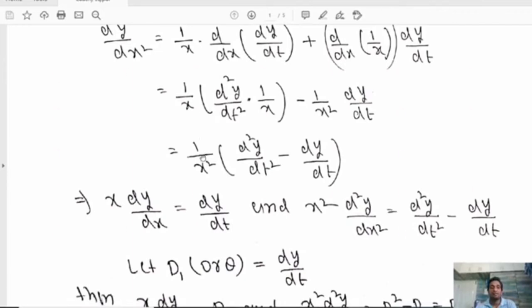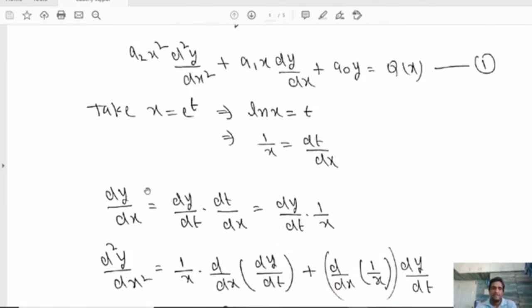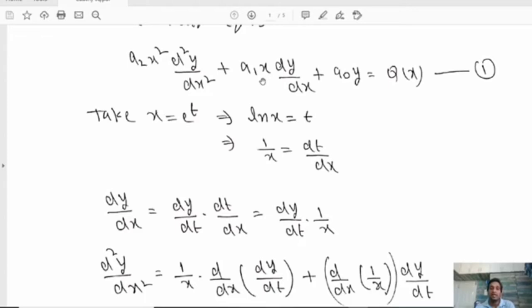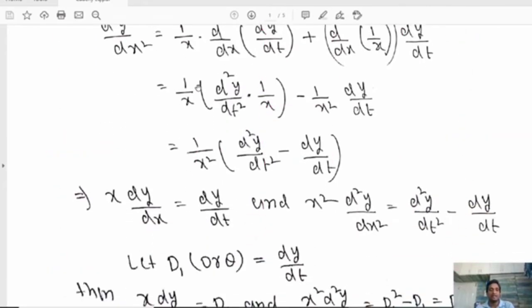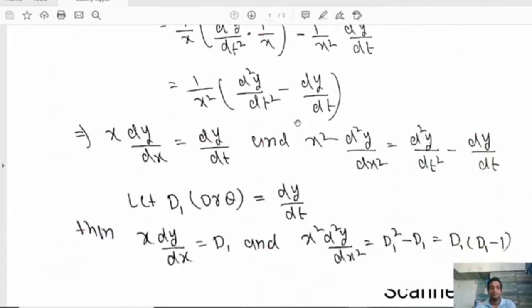Taking 1 by x^2 common, we get d^2y/dt^2 minus dy/dt. What we need in the differential equation is x into dy/dx and x^2 into d^2y/dx^2. First we find x into dy/dx. Here dy/dx is equal to dy/dt into 1 by x. If I cross multiply by x, x dy/dx is equal to dy/dt.